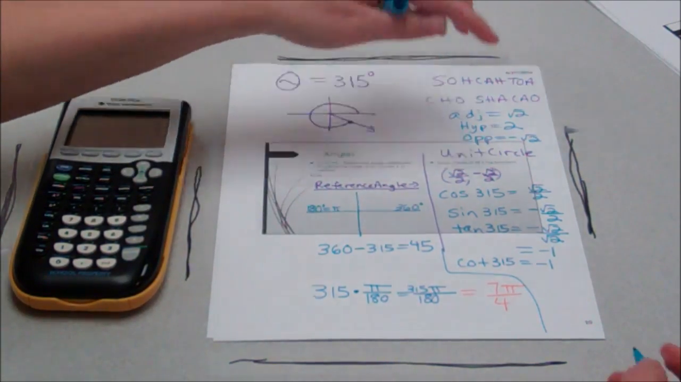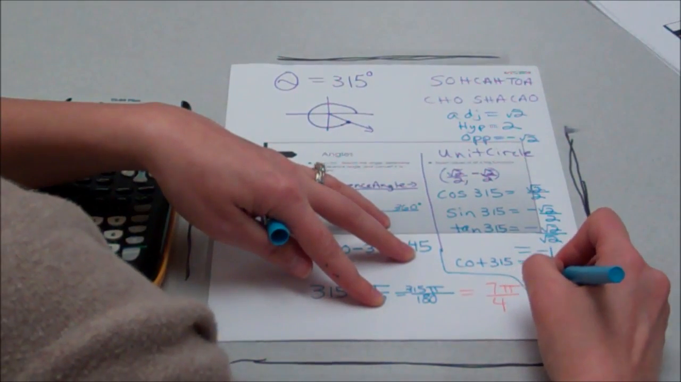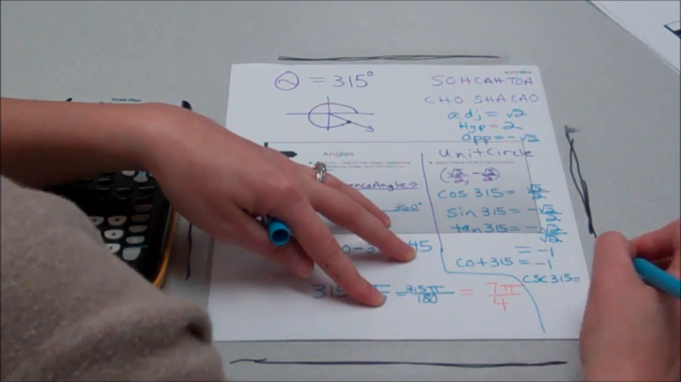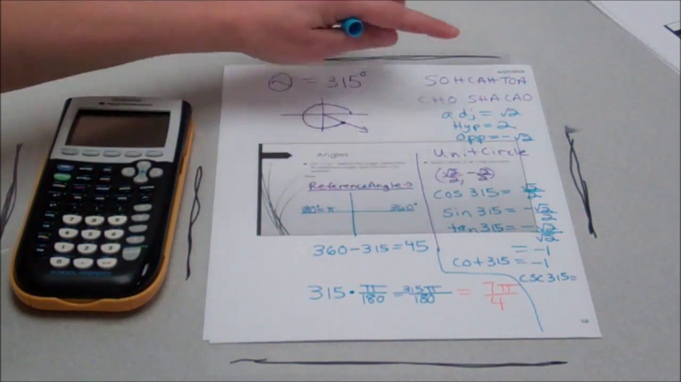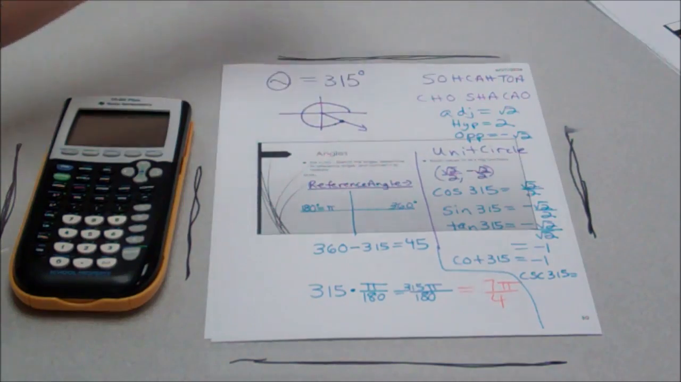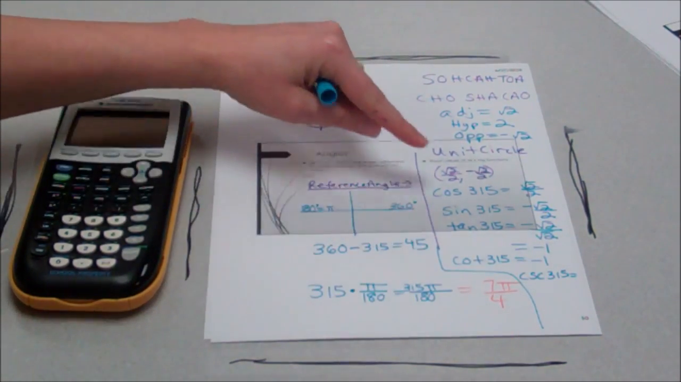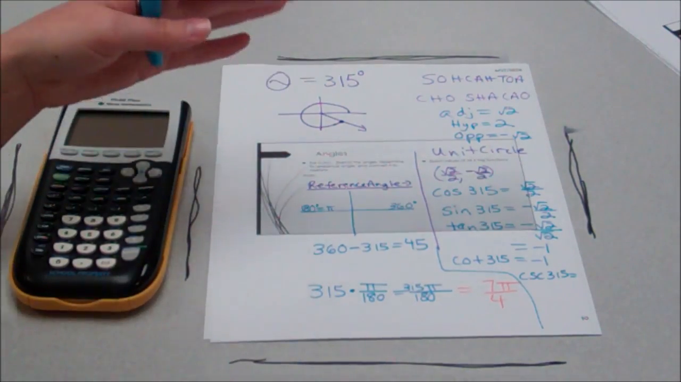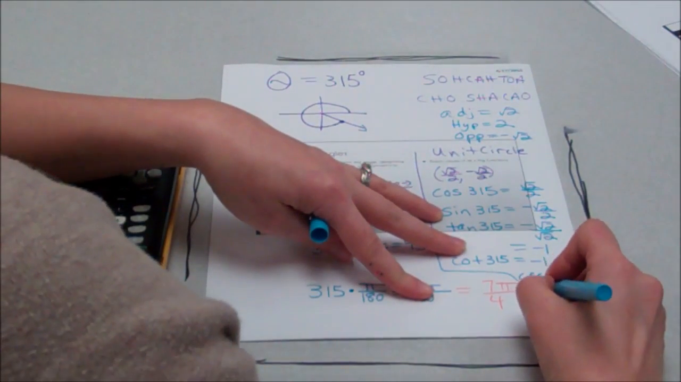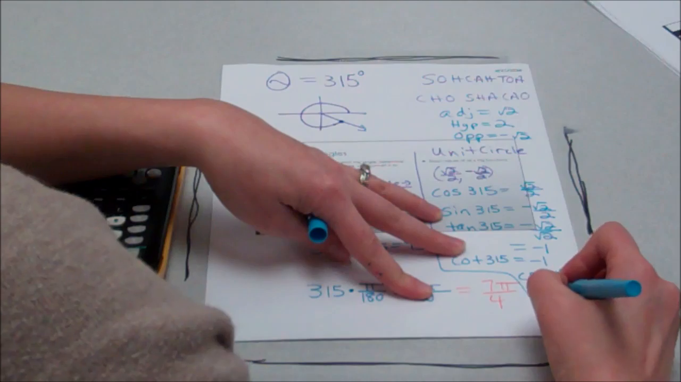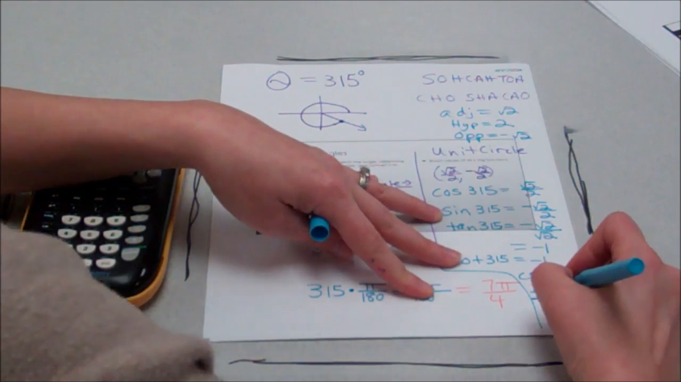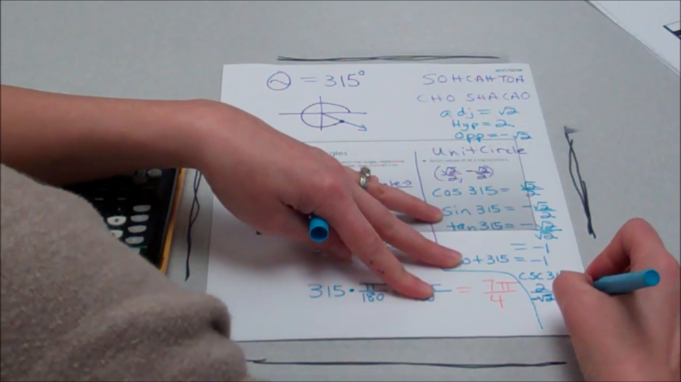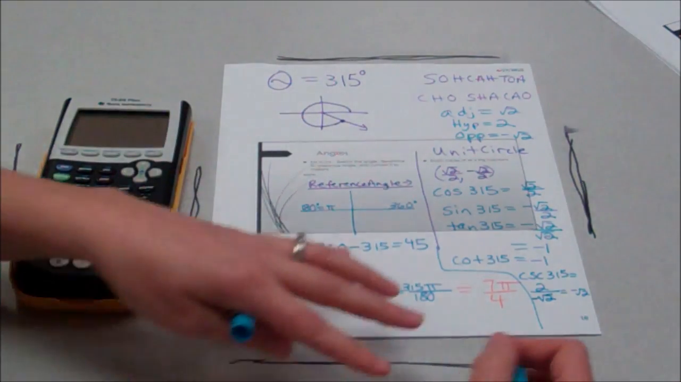CHO is cosecant. Cosecant is the flip of sine. The CHO goes with the SO. So I'm going to take sine and flip it over, or in other words, I'm going to do the hypotenuse over the opposite. Remember, you have to get your square root out of your denominator. And so I end up with actually negative root 2 once I do that.